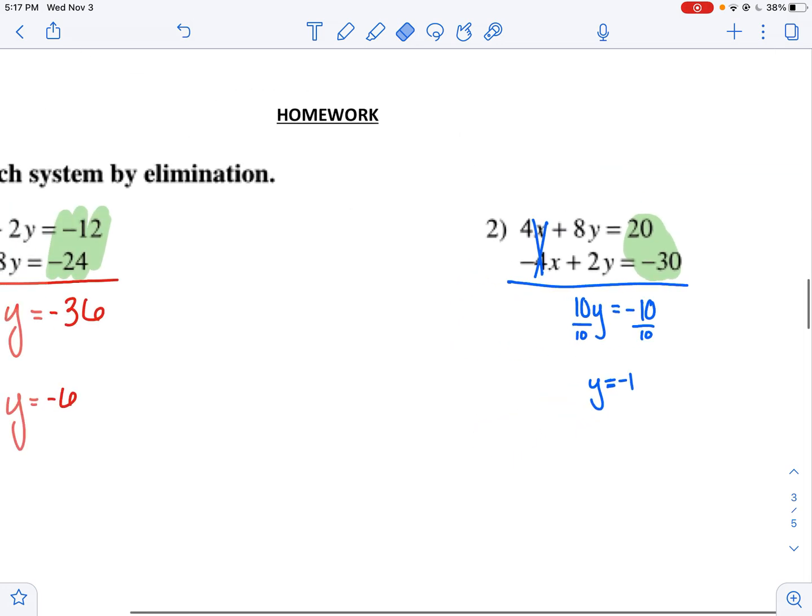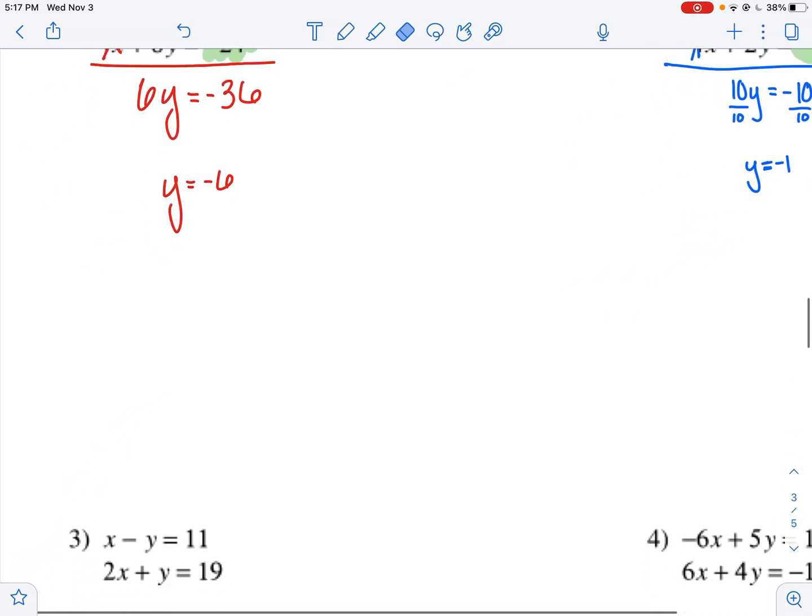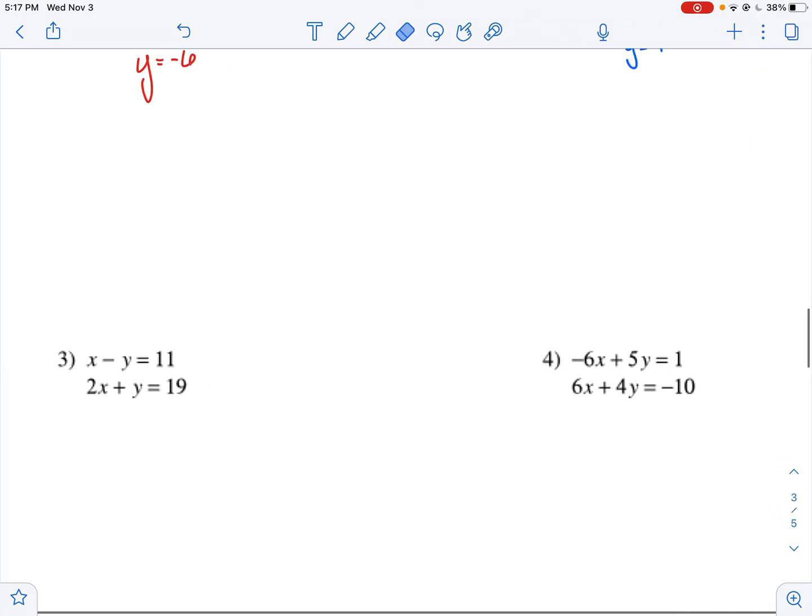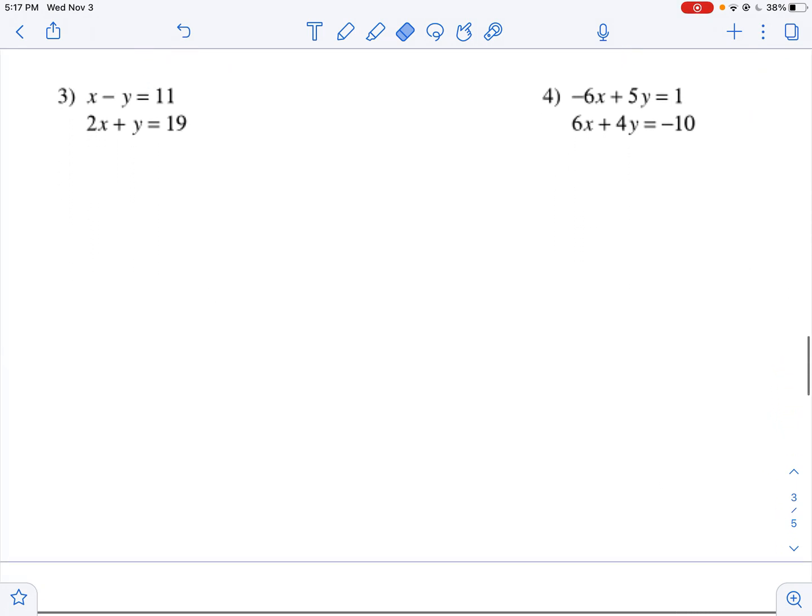Okay, I'm going to move over to a third and fourth problem. I'd like you to try to solve for one of your variables on your own. You have opposites in both of these, so why don't we pause the video and try to solve for one variable, and then once you've got your variable solved for, unpause and check your work.